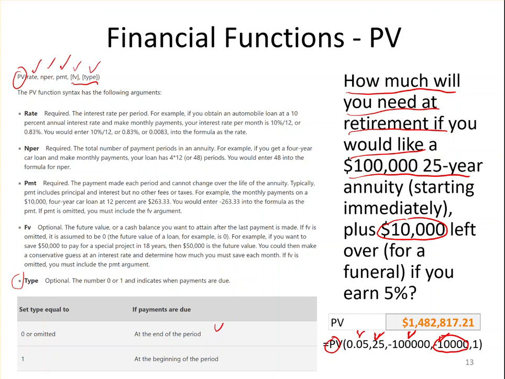All right, notice making these two negative, and what you see is you would need to save $1.4 million to ensure yourself 25 years of $100,000 plus an extra $10,000 to bury yourself. And I put a 1 here to make those beginning of period withdrawals in retirement. So that's how I can use the Excel function, by using the PV.